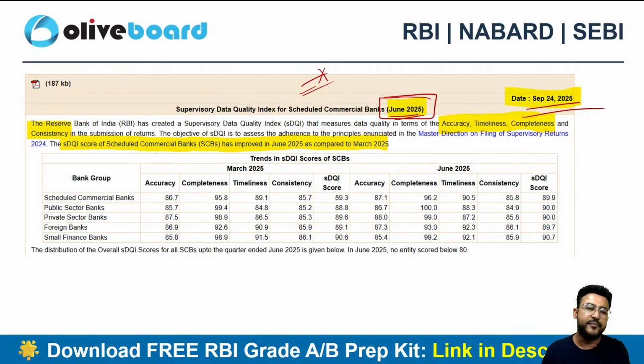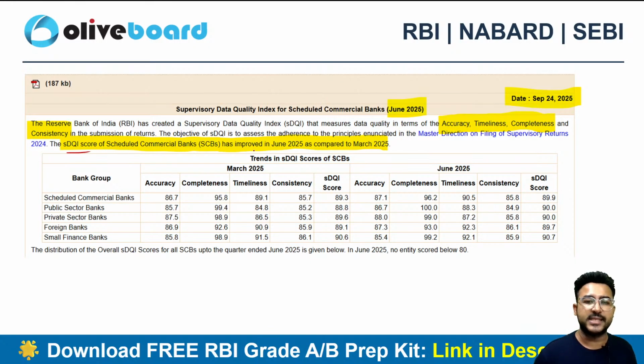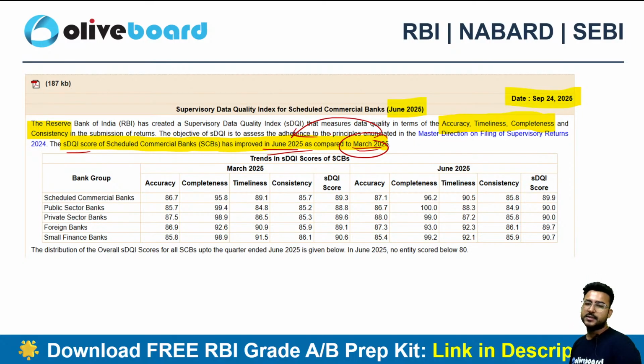Now what is SDQI? Whatever data the regulated entities are furnishing to the Reserve Bank of India, the Reserve Bank of India is giving a score to that particular data in terms of how accurate the data is, in terms of timeliness, in terms of completeness, in terms of consistency of that data, right? This shows the quality of the data given by the regulated entities. What is the recent number? The SDQI score has improved in June 2025 as compared to March 2025. So this is the quarter 1 data, April, May, June, right?